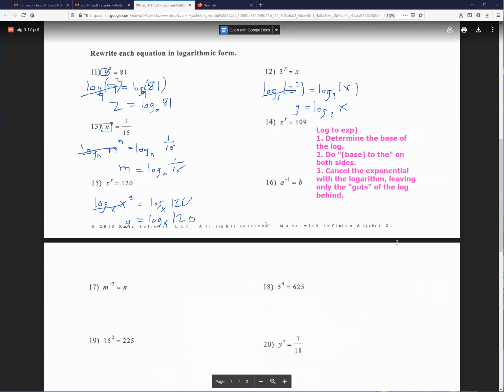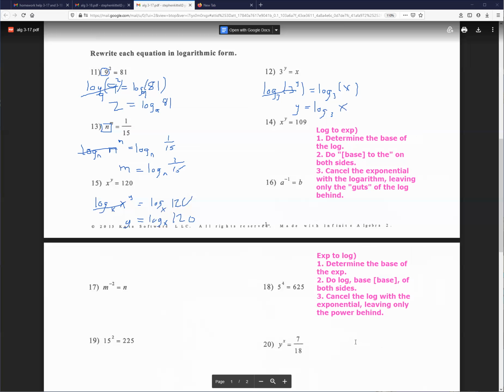That's log to exponential. If we're going to do exponential to log, we're going to determine the base of the exponential. We're going to do log base, whatever the base is, of both sides. We're going to cancel the log with the exponential, leaving only the power behind. And then if you have to, you simplify further.